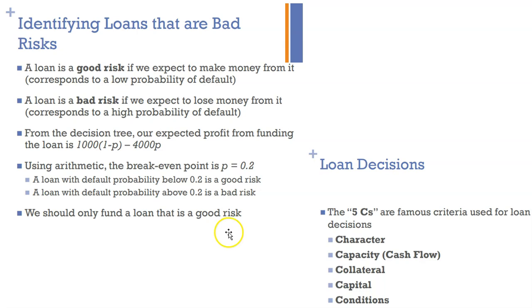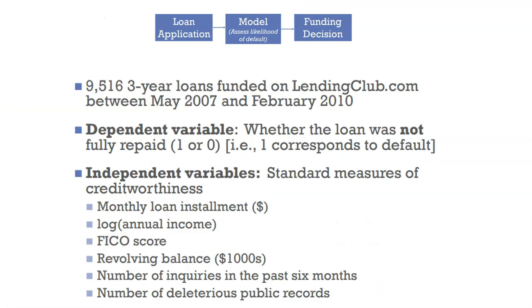Loan decisions can normally be made based on character, capacity or cash flow, collateral, capital, and conditions. So what happens is the loan application comes in. We use our likelihood model or regression model to decide the probability of default, and if that probability is low enough, we will make the funding decision. We will say yes. If it's a high risk case, we will say no.